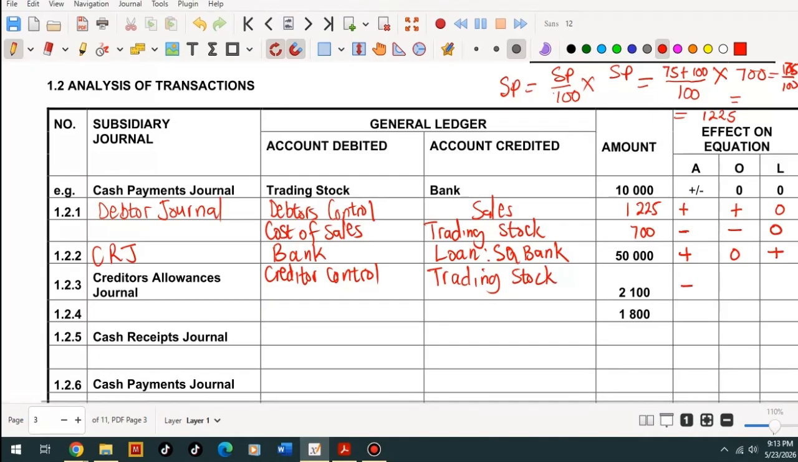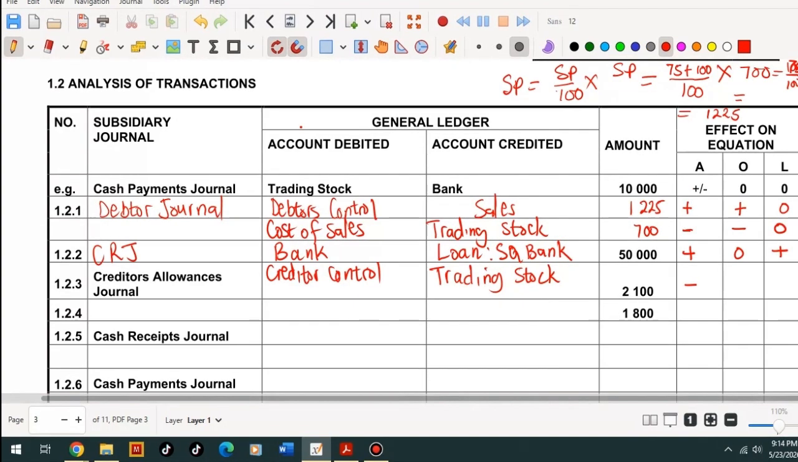So how does it affect the equation? You return the stock to the supplier. There's a minus on assets, your stock decreased. And your creditors control decreases. Creditors control is going to decrease because you return the goods that you bought on credit. So you're no longer owing the supplier for those goods that you returned to the supplier.